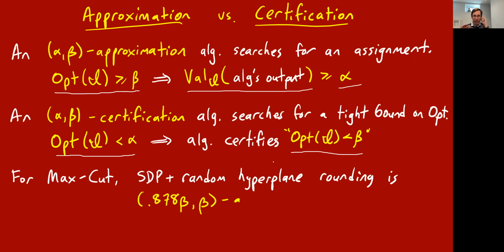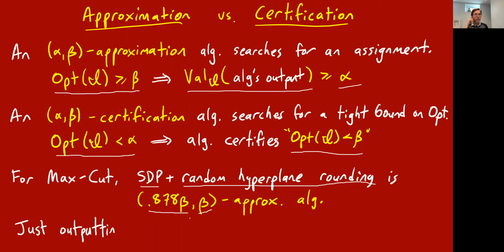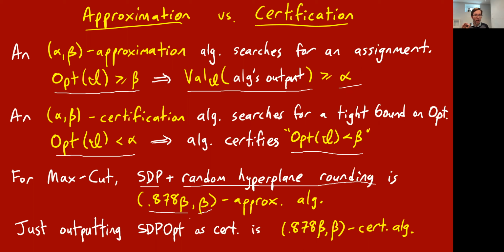Okay, and now let me try to really clarify the difference here. For the max cut problem, the Goemans-Williamson algorithm first solves the SDP, gets the vectors, then does this random hyperplane rounding to convert them to an actual cut and outputs that cut. That's an approximation algorithm, right? It finds a good solution. And in particular, whenever the optimum cut is beta, it guarantees to find a solution that's at least 0.878 times beta.